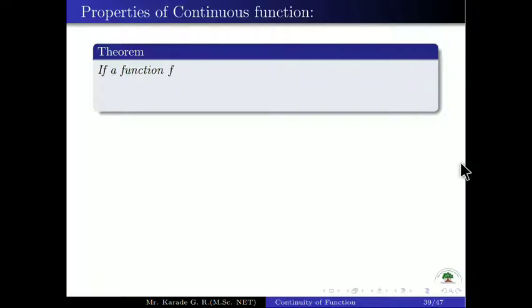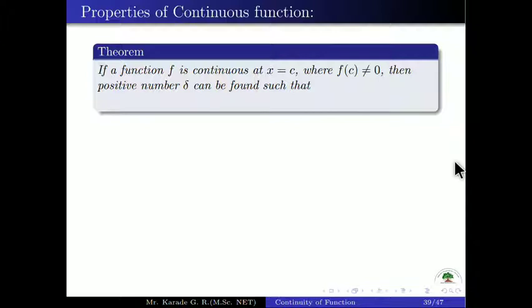If a function f is continuous at x equal to c, where f of c is not equal to 0. See once again, if a function f is continuous at x equal to c, where f of c is not equal to 0, then a positive number delta can be found such that f of x has the same sign as f of c.